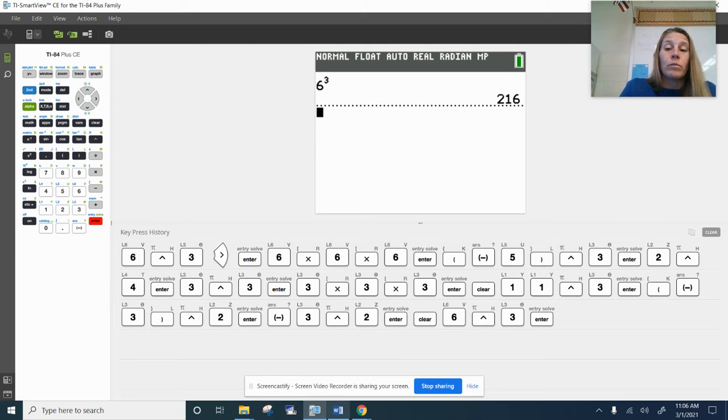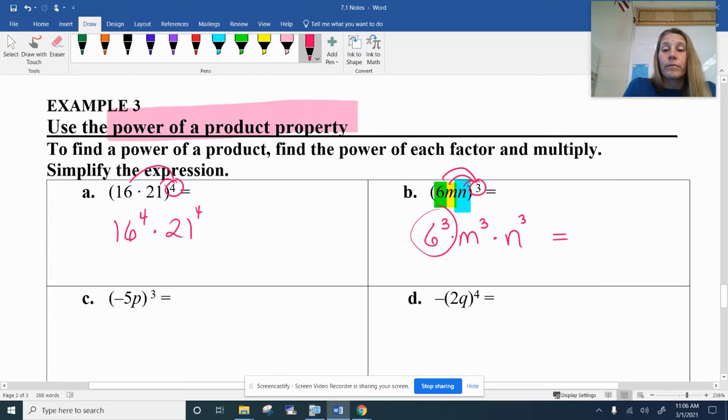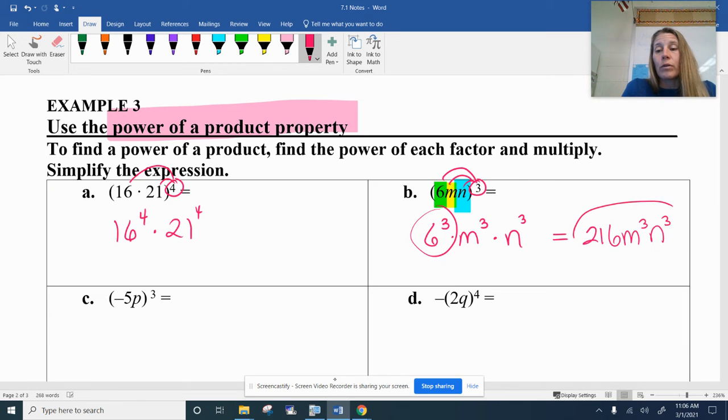So this would become 216 m to the 3rd, n to the 3rd. And in our final answer, we just typically don't write the multiplication signs anymore, but you can leave them in there as long as possible. Now, for this example that we had done in A, 16 to the 4th and 21 to the 4th, I could have worked those out.